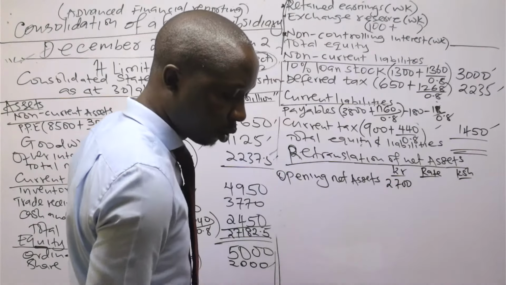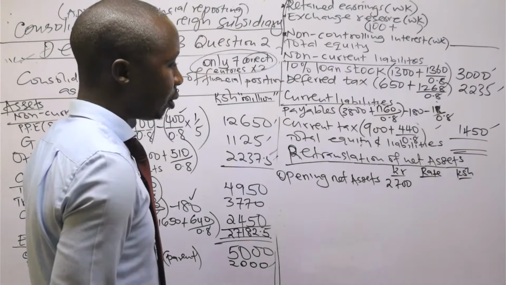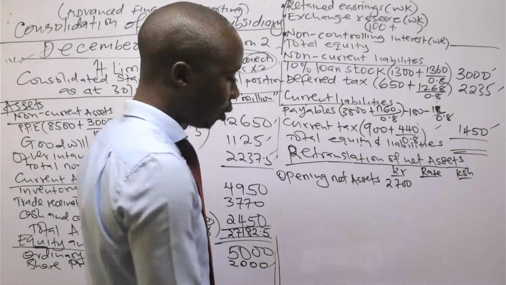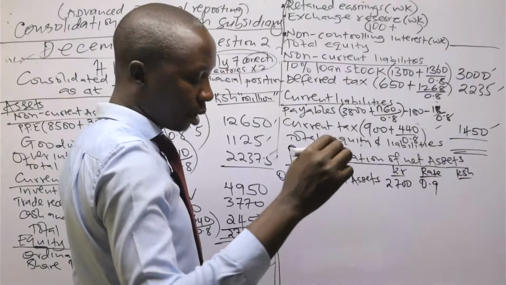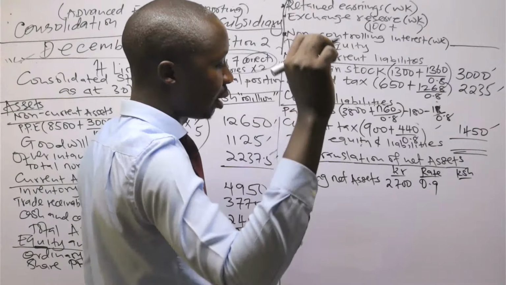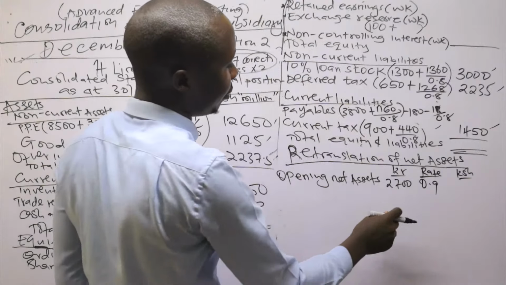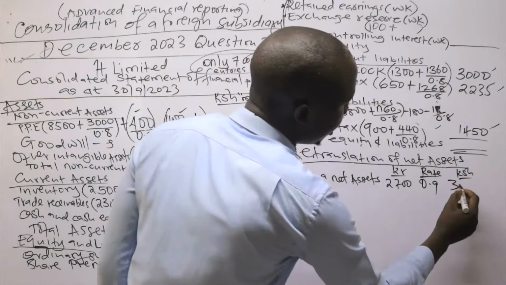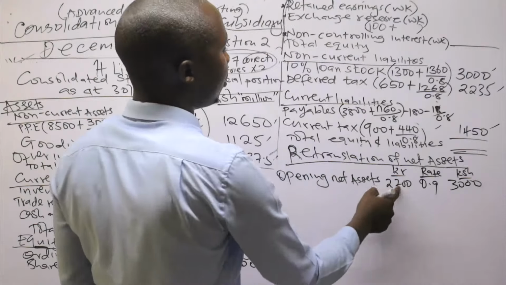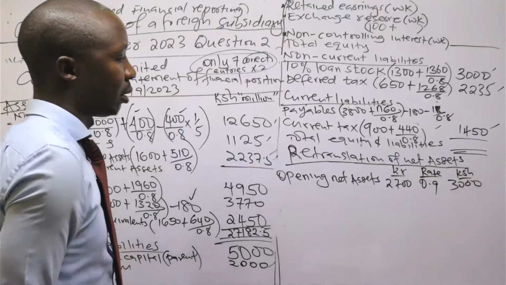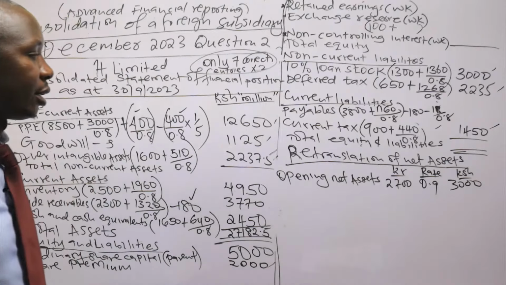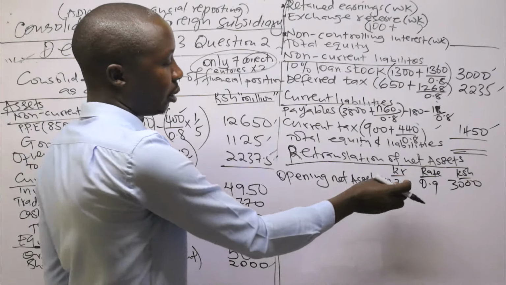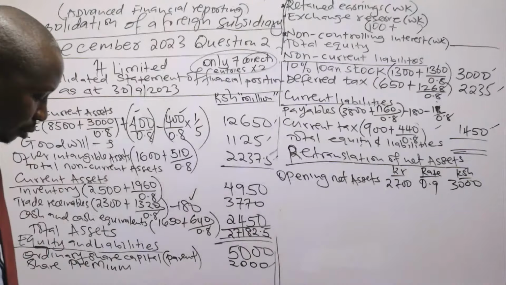2700 was given in additional information number 1. So remember that we have to translate this at the rate which was there as at October, the date of acquisition, sorry, 0.9. So we get here 3,000. So changing from krona to Kenyan shillings. So the opening net assets as at acquisition.